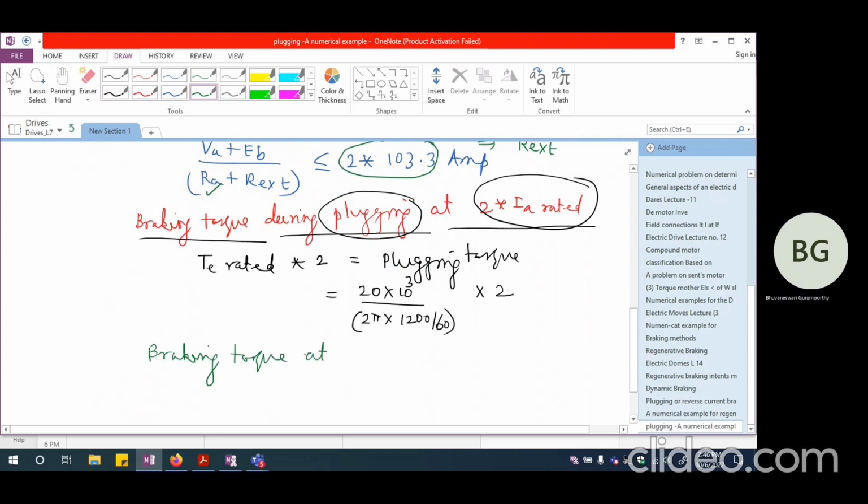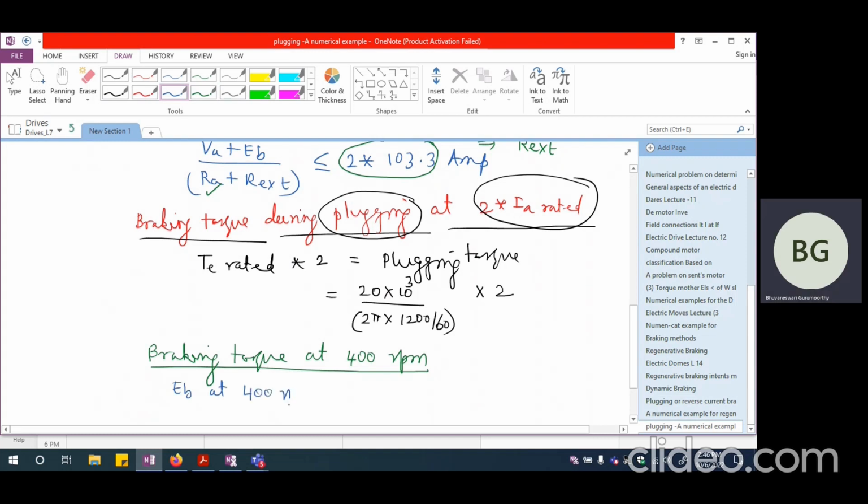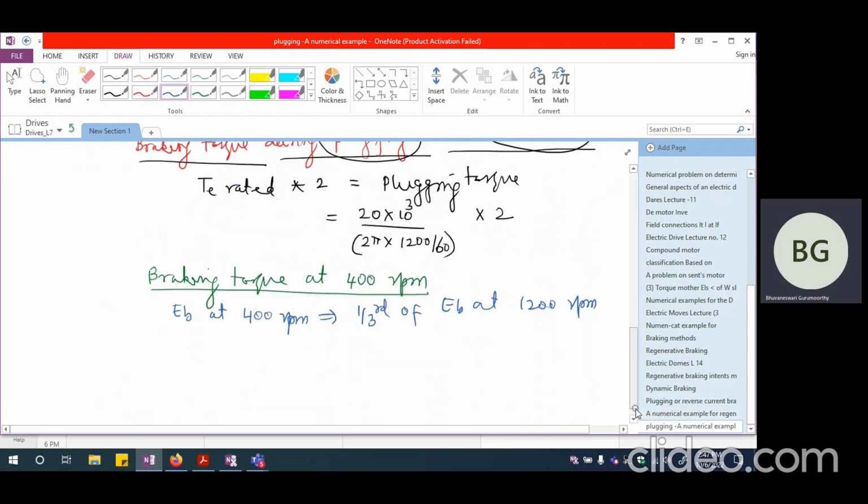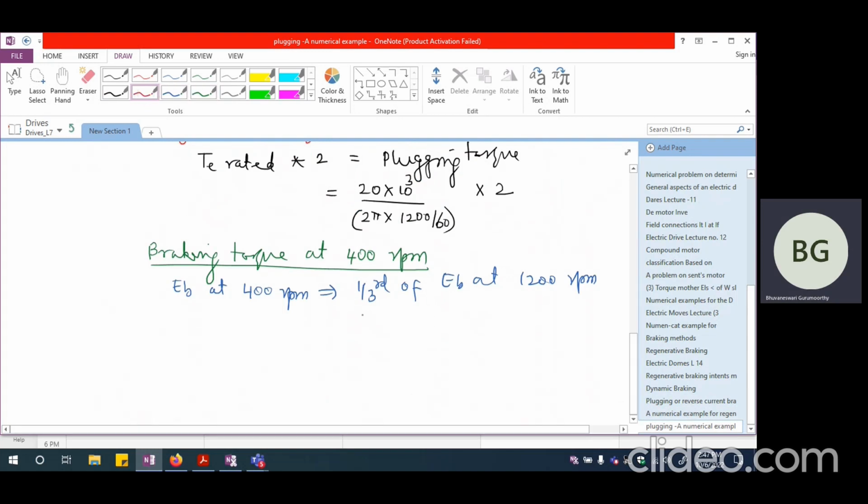The next subdivision, what is being asked is, what is the braking torque at 400 RPM? So the first and foremost thing we need to do is to calculate back EMF at 400 RPM. This will be 1/3 of EB at 1200 RPM. So EB at 1200 RPM we already calculated as 209.67 volts. So I should be able to calculate this as 209.67 volts divided by 3.